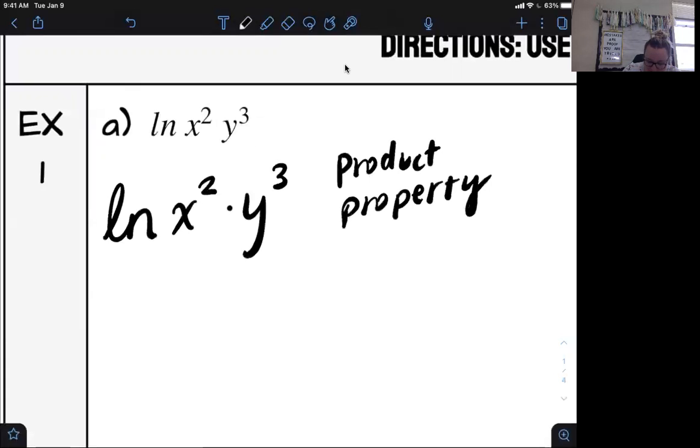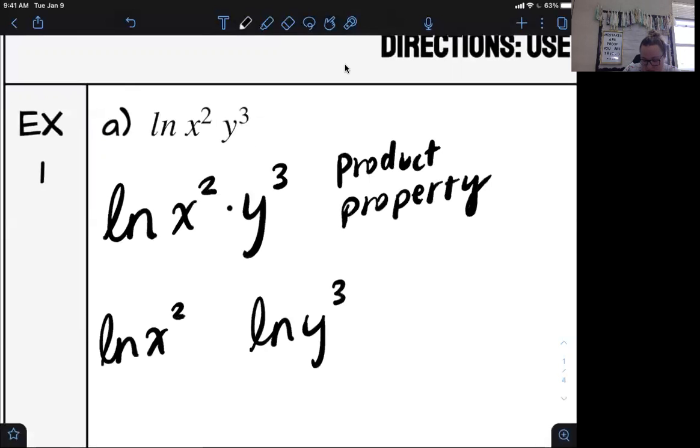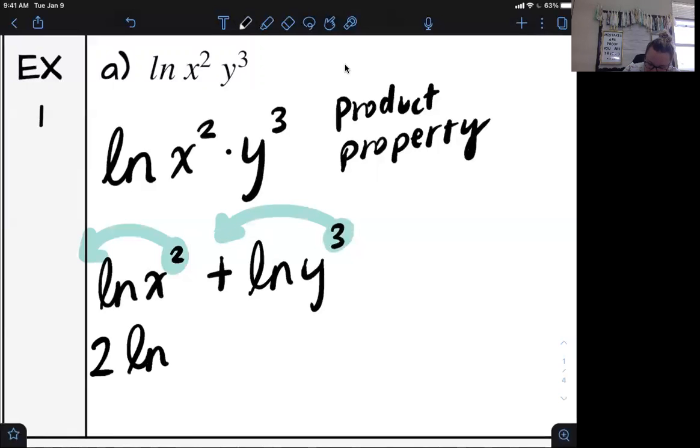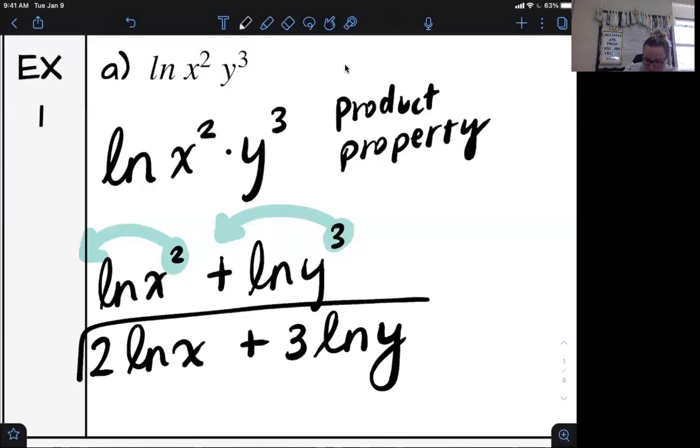So I can rewrite it. I'm going to put x squared and y cubed in their own natural log, and I'm going to add them. Then I'm going to use my power property, and I'm going to bring those exponents out in front of the logs, and I'm going to have 2 times the natural log of x plus 3 times the natural log of y as my final answer.